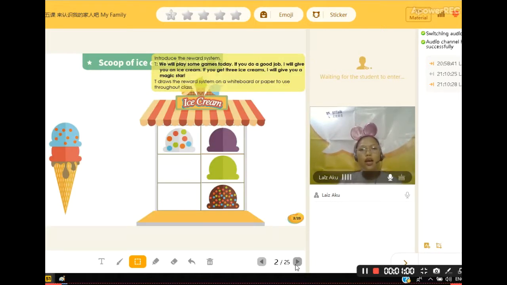Here, we'll inform the students that we will be having a game, and if they do a good job, we will give them an ice cream. If they get 3 ice creams, we will give them a magic star. So we have to take this one. It will be like this.